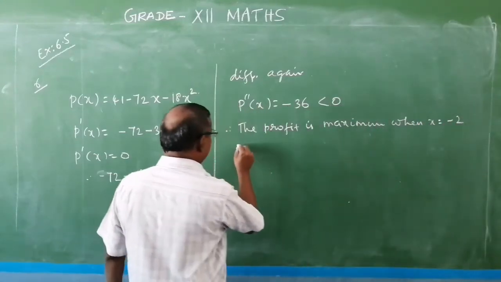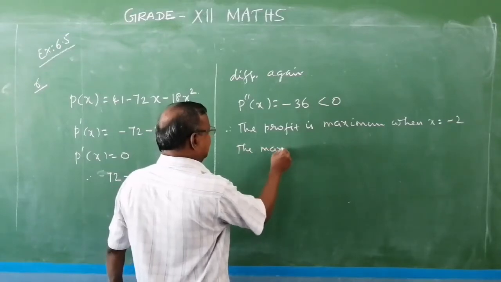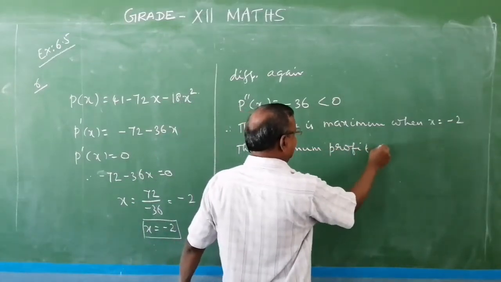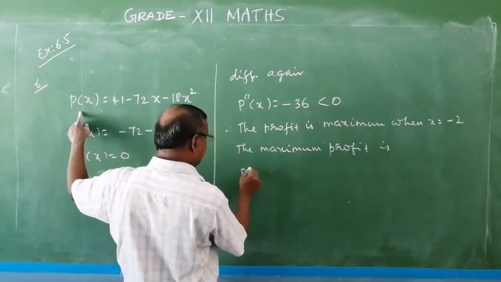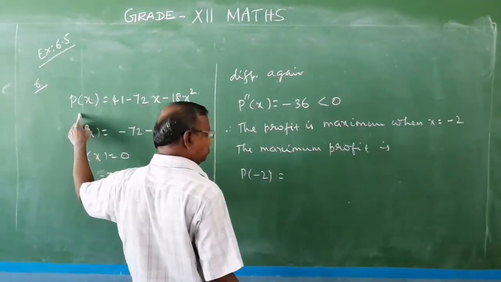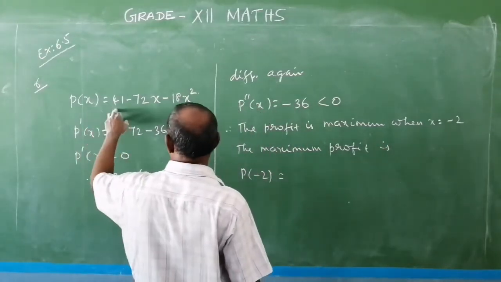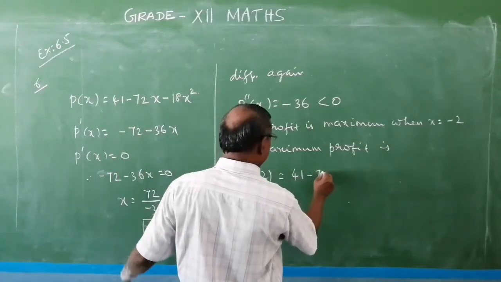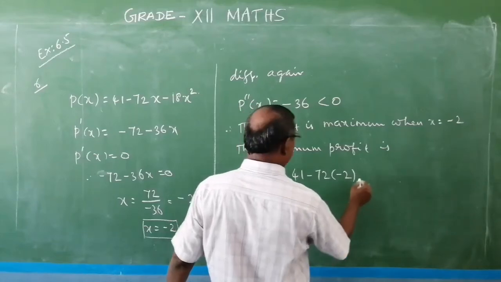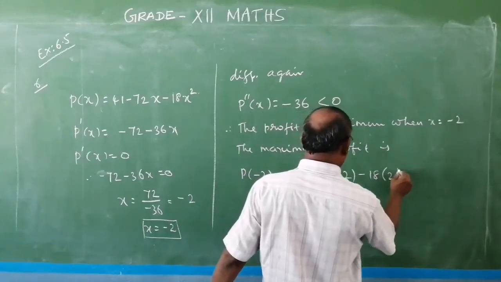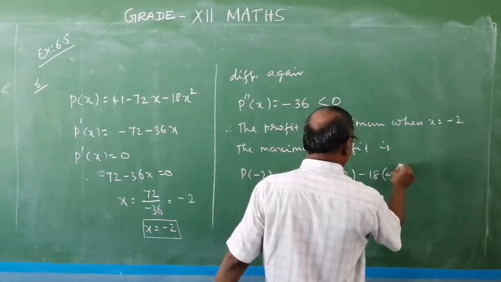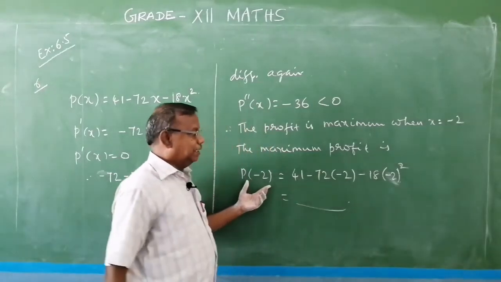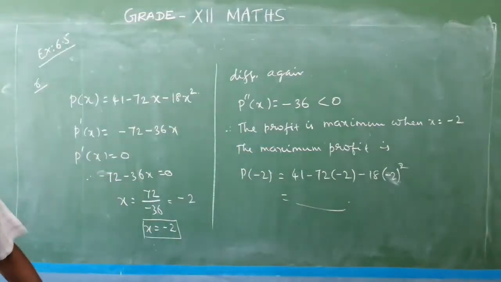Now the maximum profit is p of minus 2, obtained by substituting x equal to minus 2. Only then we can get the maximum profit. P of minus 2 equal to 41 minus 72 into minus 2 minus 18 into minus 2 the whole square. So simplify this, the value obtained here is the maximum profit. Thank you very much.